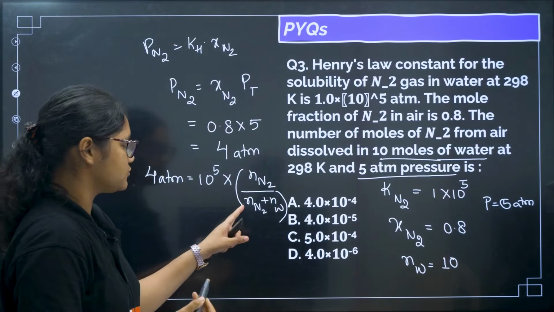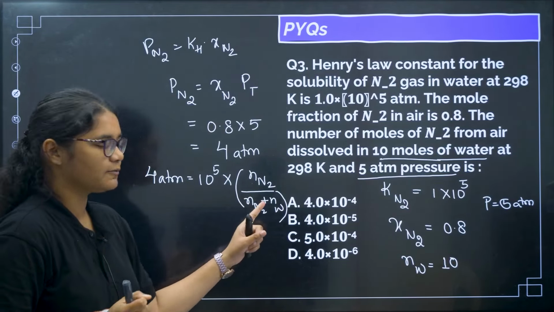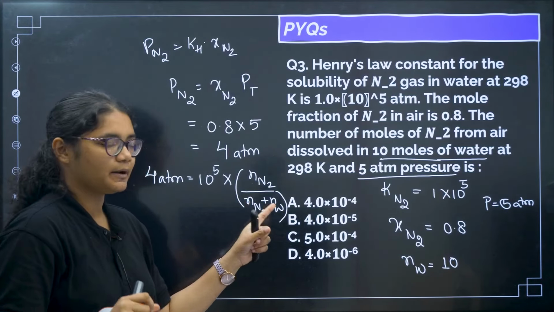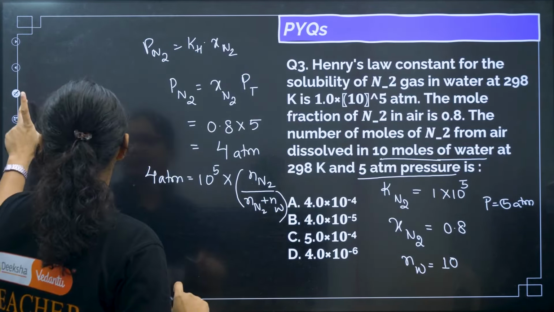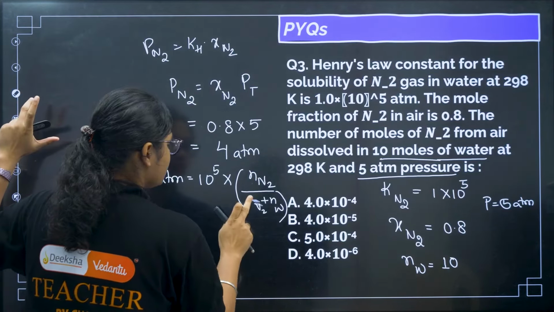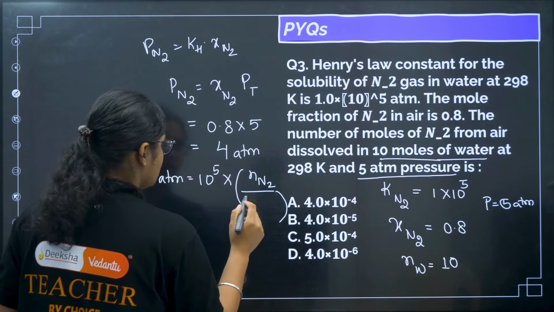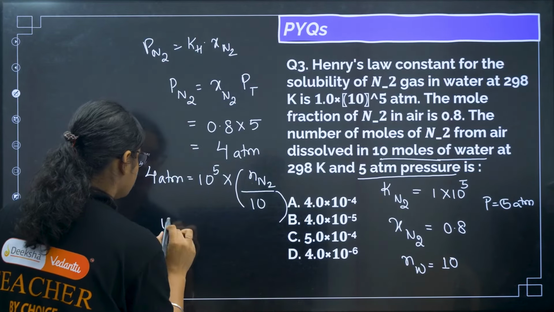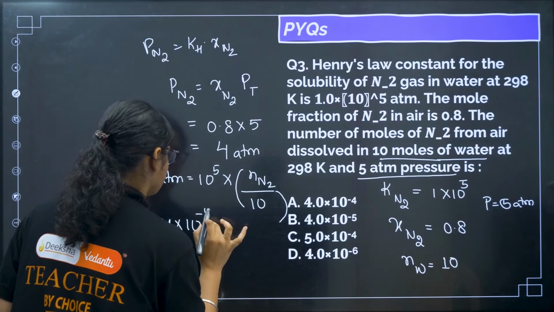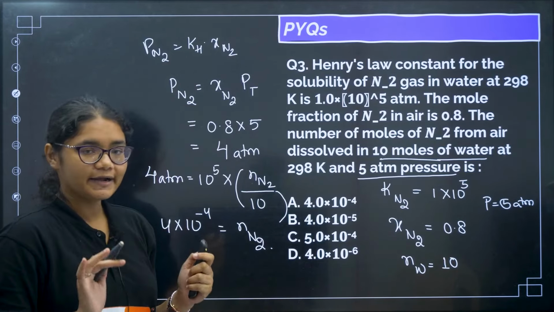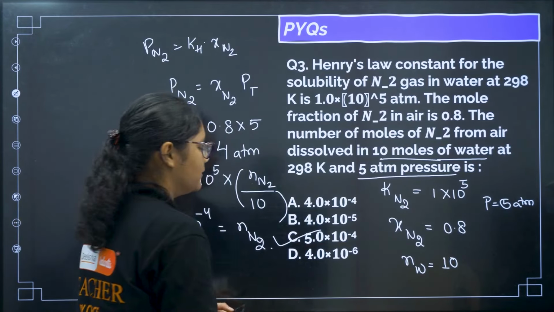Now just now we have solved one question. I told you whenever such type of question comes, number of moles of nitrogen will be very less as compared to number of moles of water. So we can ignore this one, and number of moles of water is given to you as 10. Right. So now if I solve this, I'll get 4 into 10 to the power of minus 4 is equal to number of moles of nitrogen. Okay. So the correct answer for this question will be option number C.